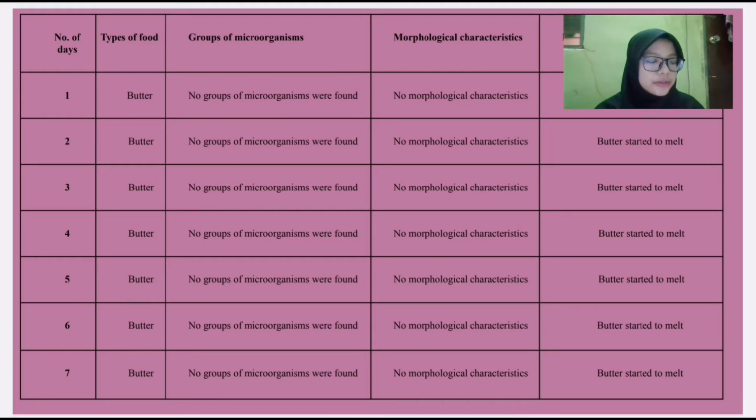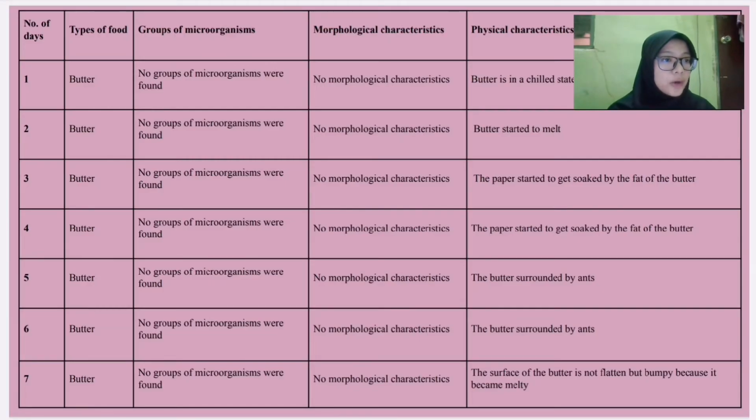I am here to talk about the observation for the butter sample. So for the closed system, which is part A, we have noticed that from day 1 to day 7, there is no group of microorganisms and no morphological characteristic found. Based on the physical characteristic, we can see that the butter has started to melt since day 2 until the last day. Next is the butter sample for the open system.